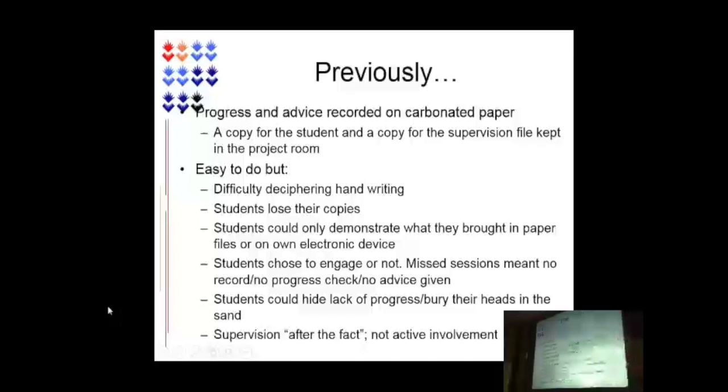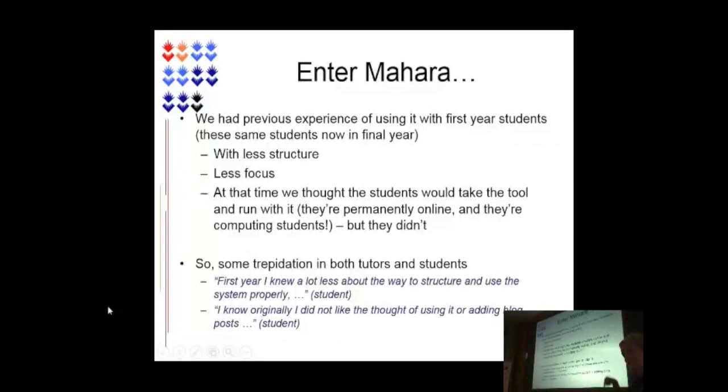So we started using Mahara, and we had in fact been using it for the last 6 years with our first year students. So of course these students who are now in final year were a few years ago in first year and did use Mahara, an earlier version of it, that we were using with very much less structure. It was a bit less focused, so it wasn't connected to a project.